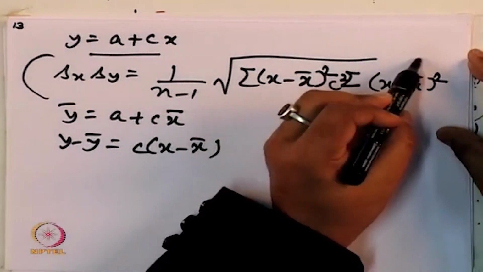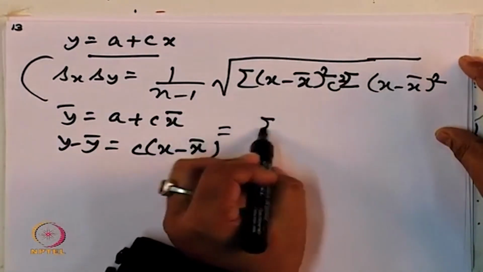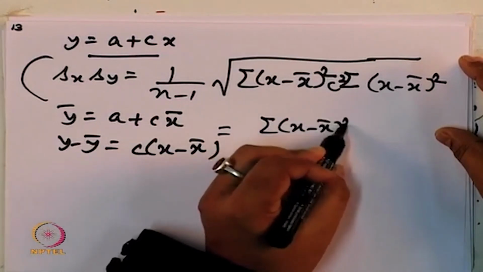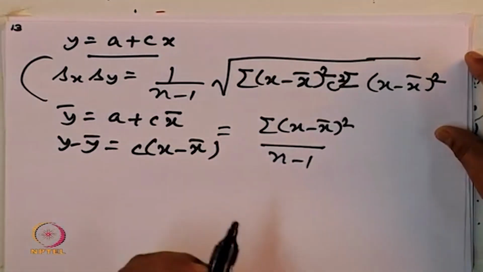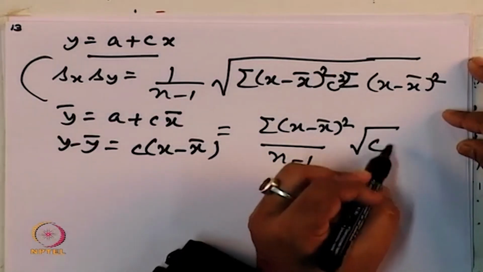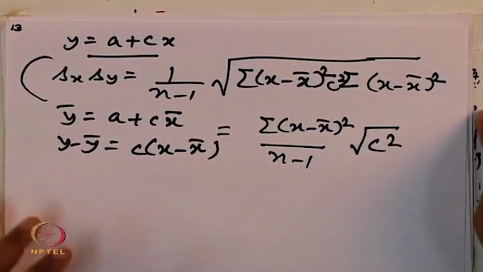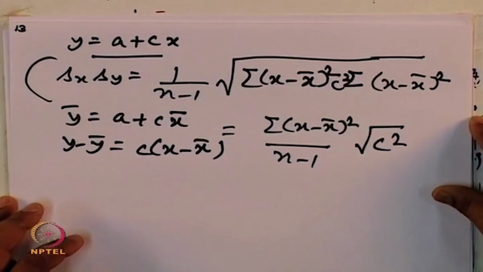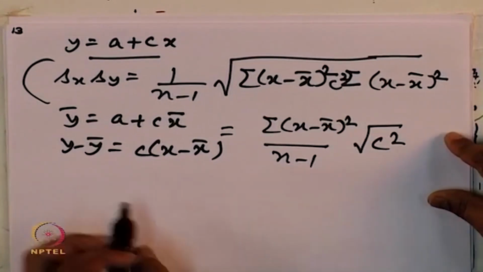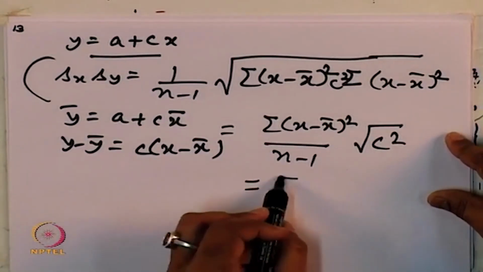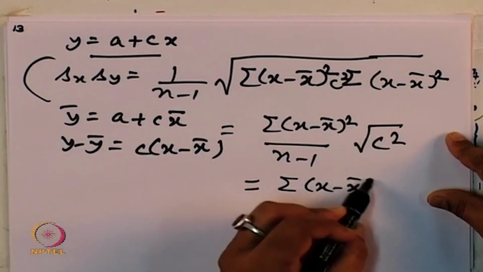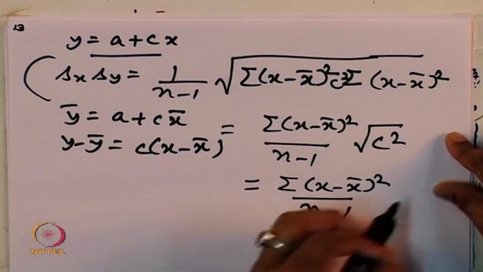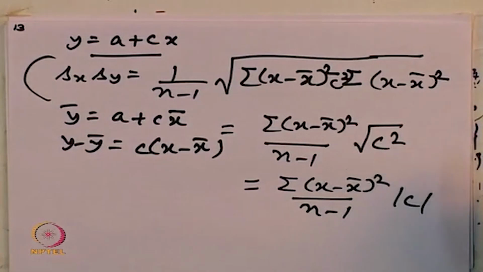Okay. So, under root I can take it out, it is equal to summation of (x minus x bar) whole square by n minus 1 into root of c square. Okay. So, this is what I have. So, I can write it as summation of (x minus x bar) whole square by n minus 1 into mod of c. Okay.